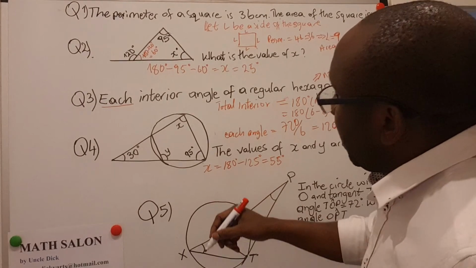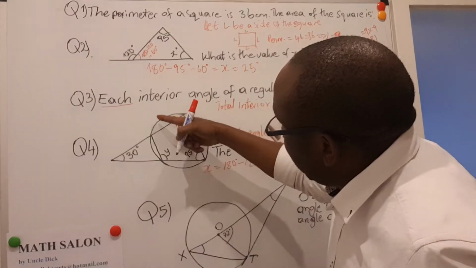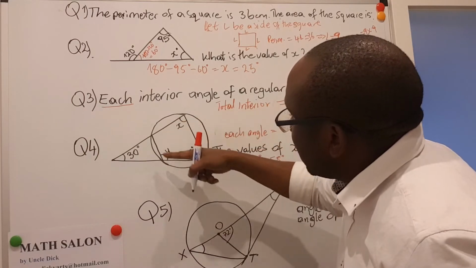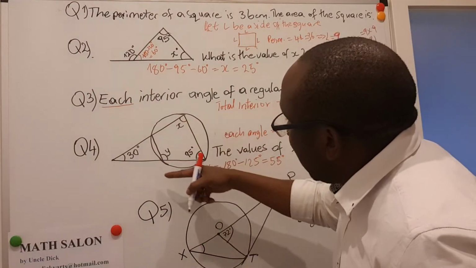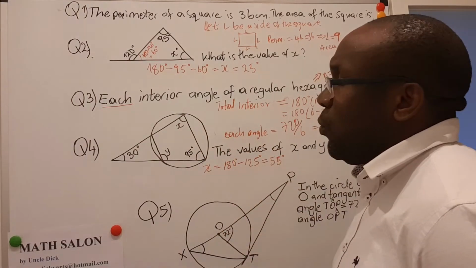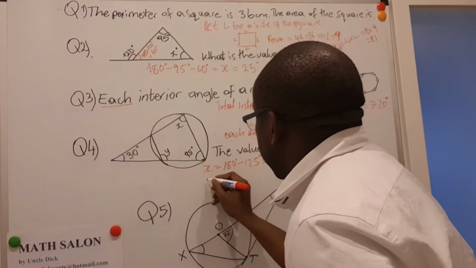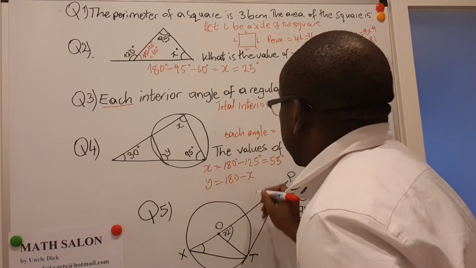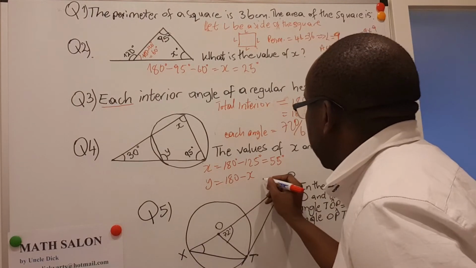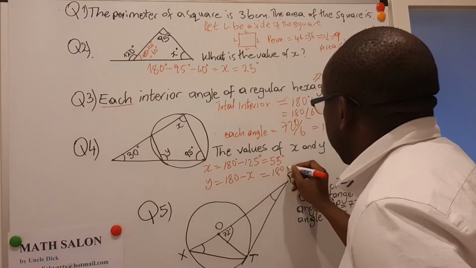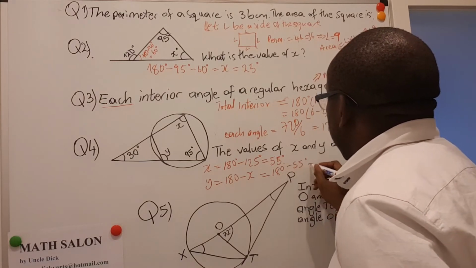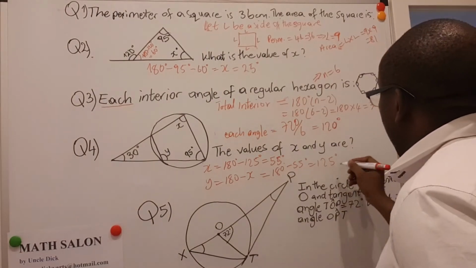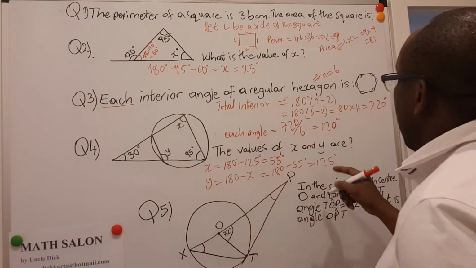So we know x here. In order to get y, because this circle goes around the edges of this quadrilateral here, we call it a cyclic quadrilateral. And because it is cyclic, x plus y is supposed to be equal to 180. So my y is equal to 180 minus x. And this is equal to 180 minus 55, and that is 125 degrees. So my two angles, x is 55 and y is 125.